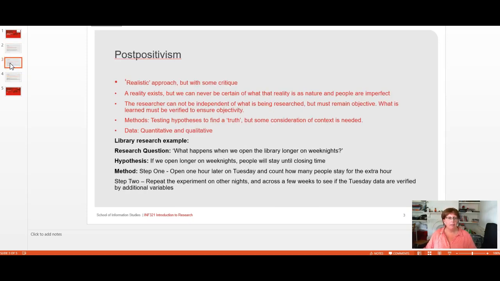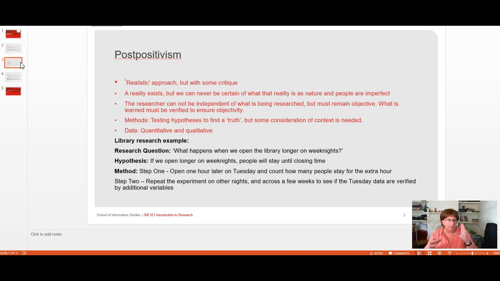Okay, next one. Post-positivism. I don't know why it's called that. I think there is a theory about how one evolved from the other. But anyway, that's not important. This is still a realistic approach. There's still going to be a truth. People want to stay on Friday or people don't want to stay on Friday.